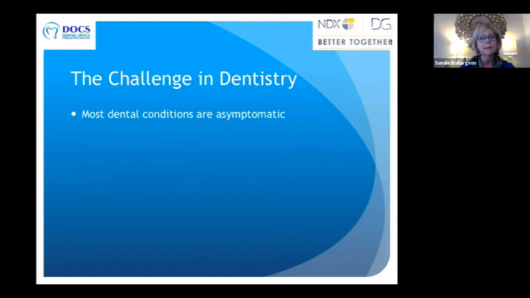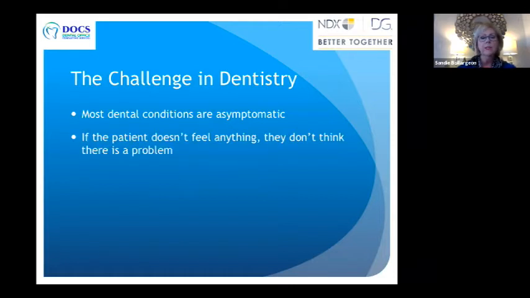So that's a little bit of a tougher discussion with your patient. If the patient doesn't feel anything, they don't think there's a problem. I can't tell you how many patients I've heard say, well, the only time I go to the dentist is if something hurts. Well, healthy teeth shouldn't hurt, and healthy gums shouldn't bleed. And the fact is that if there is pain, as you know, it's usually an acute problem by then. So it's important to use as many visual aids as you possibly can, because seeing is believing.